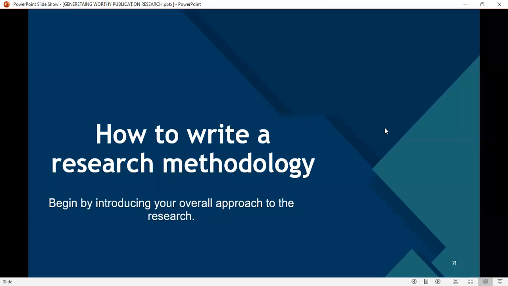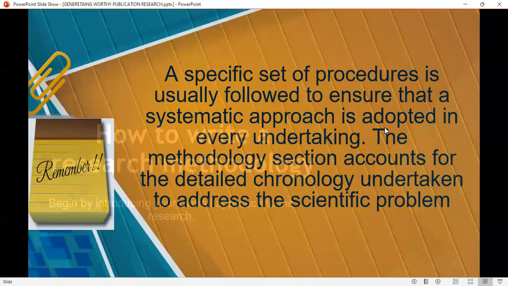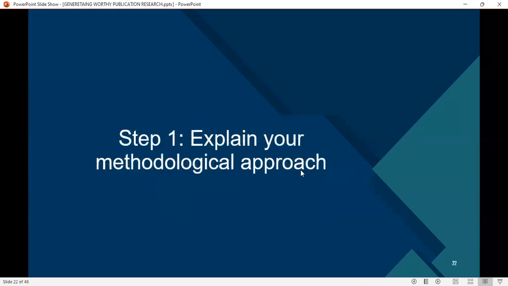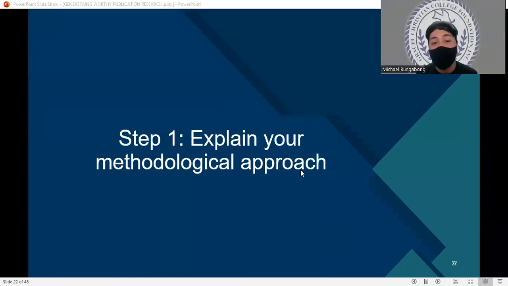So let's talk about how to write a research methodology. Let's begin by introducing your overall approach to your research. In step 1, class, you have to explain your methodological approach. You have to explain the reason, and what you used as your approach. Methodological approach is what we call that.